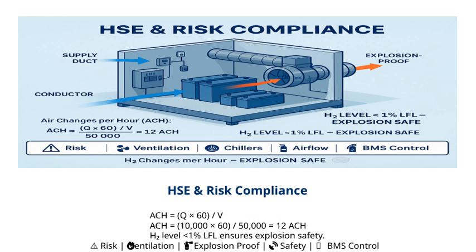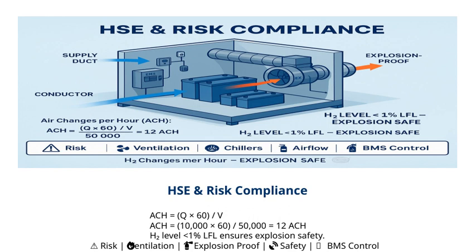Next, regarding H2 levels, it's crucial that the hydrogen concentration stays below 1% of the lower flammable limit, or LFL. Staying under this threshold ensures explosion safety, as hydrogen is highly flammable and even small amounts can pose risks. Now on to the icons and symbols.